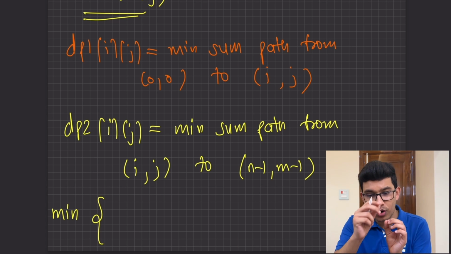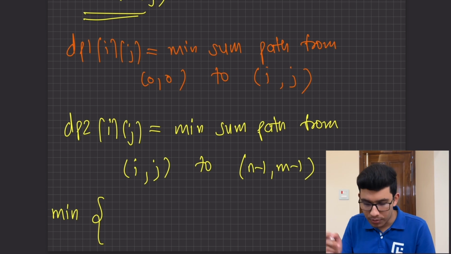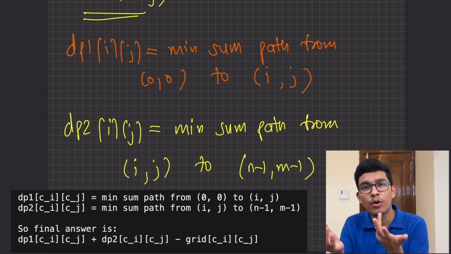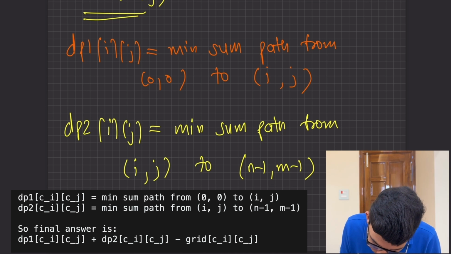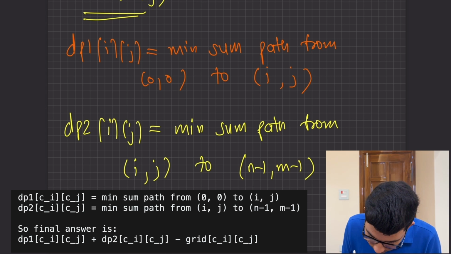Like there are two things. You want to go from 0, 0 to i, j. So let's define the checkpoint coordinates as ci and cj. So I will say dp1 of ci, cj plus dp2 of ci, cj, right?